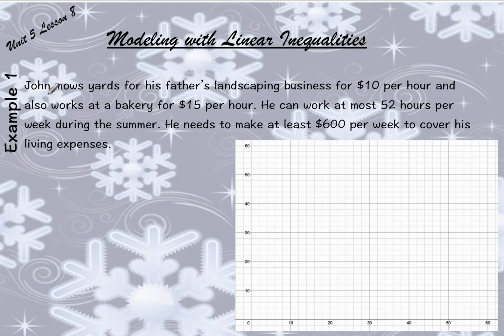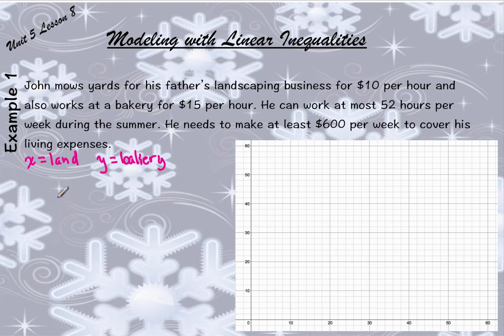So here we've got John, who mows yards for his father's landscaping business at $10 per hour and also works at a bakery for $15 per hour. Okay, we've got two things going on here. X is landscaping, and Y is the bakery. He needs to make at least $600 per week to cover his living expenses.